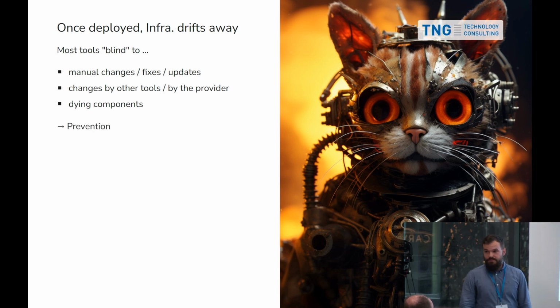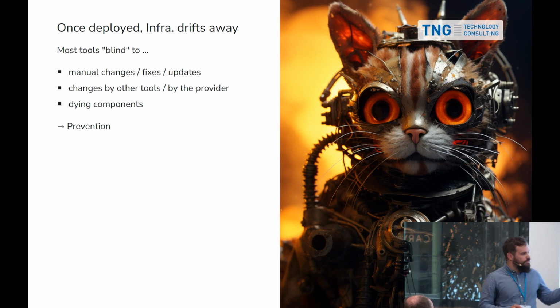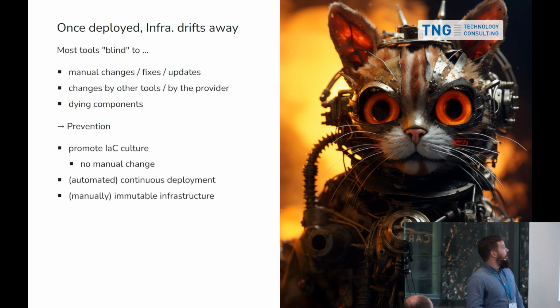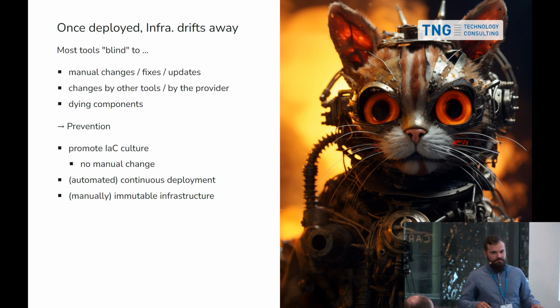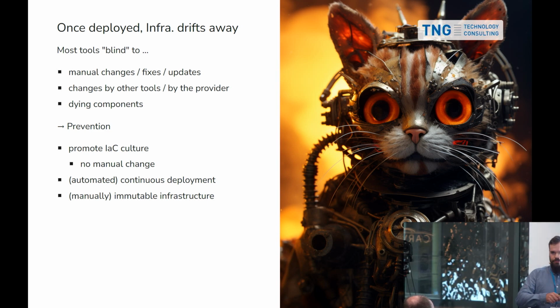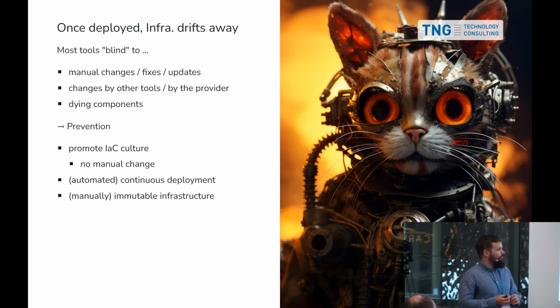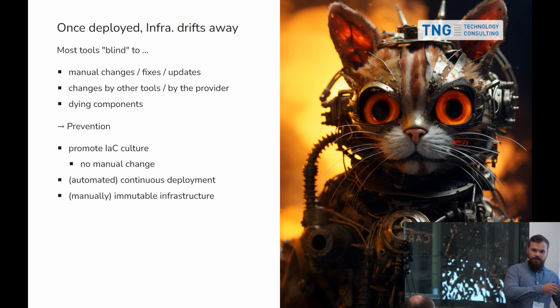How can one prevent this? There are a few principles, I would call them, to prevent it. Promote the infrastructure as code culture: no manual changes. And for everything you define as code, automate the continuous deployment. There should not be a case where it's in master but not in production. Just make sure that everything defined as code is also reflected in the infrastructure. One way to achieve this is to make the infrastructure immutable, at least for manual changes. So you as a developer, or as the business owner, are not allowed to change it, because only the tool is allowed to do that.